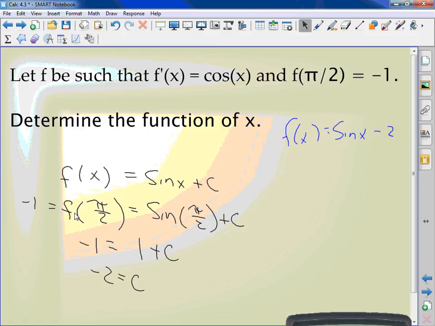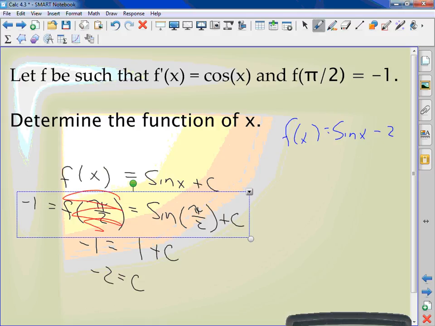This right here, that's just letting you know. All right? You don't need this right there. I just put it so you understood where that pi over 2 came from. So it's 1, solve for c. C is negative 2. There's the antiderivative. Instead of writing c, I write negative 2.